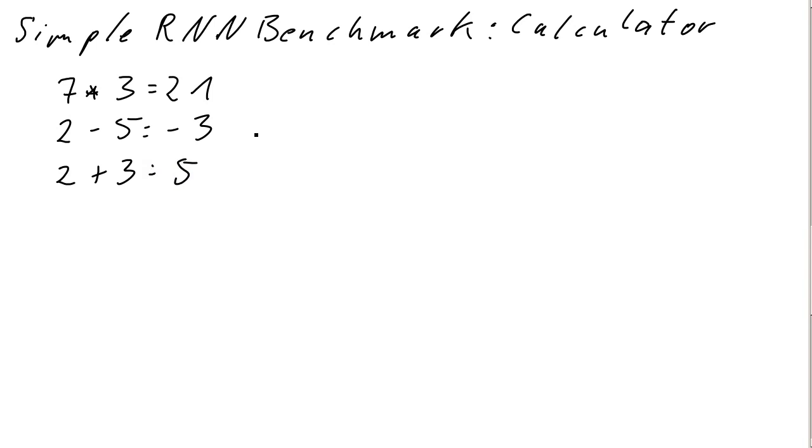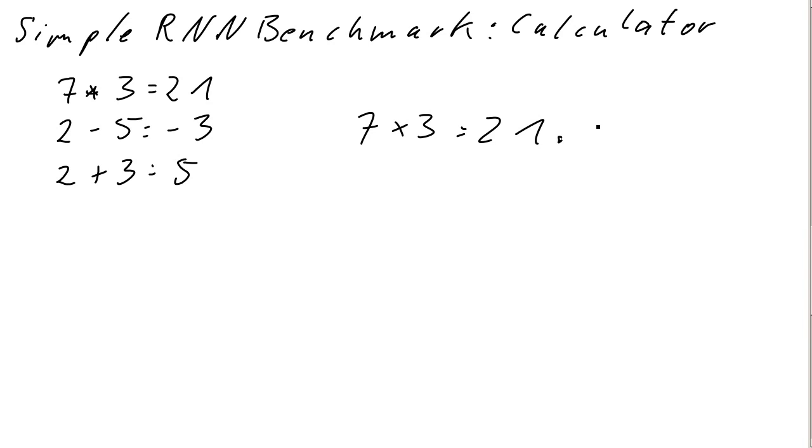What we want is to have a sequence. We have a sequence of input and would like a sequence of output. For example, with 7 multiply 3 to 21, we have 7 multiply 3, 21, and the first thing is to know when the calculation is over. In this case, we make a dot for it.